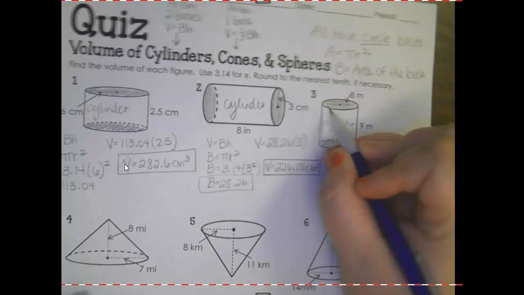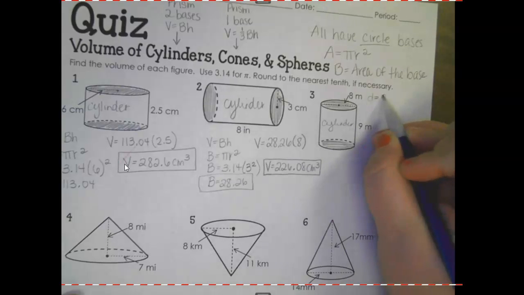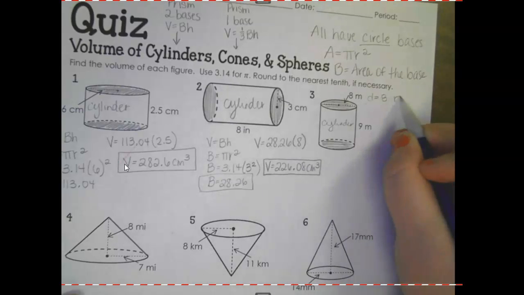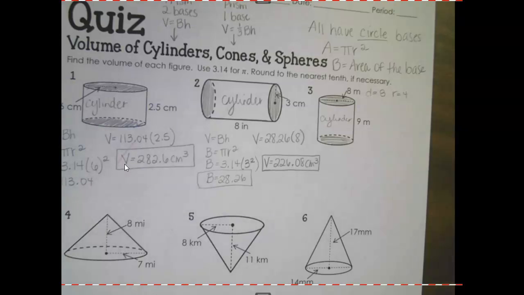And I want you to notice this time it goes all the way across. So I have a diameter of 8, but my radius is going to be 4. So what I want you to do is pause this video and do number 3 by yourself all the way through. When you are done, push play. I am not giving the answer to that one.